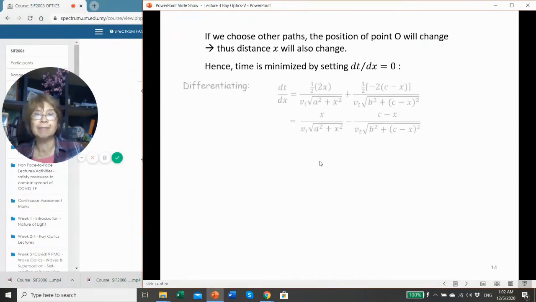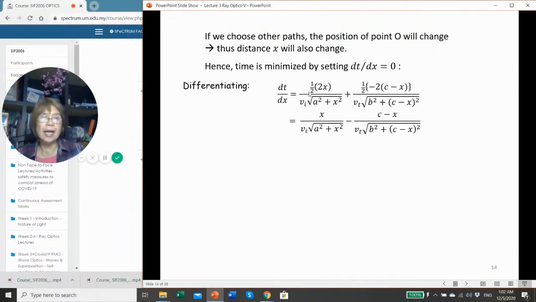We will then have half times 2x over vi times the root of a squared plus x squared, and for the other part, half times negative 2 times (c minus x) over vt times the root of b squared plus (c minus x) squared. So this cancels, you have x over this expression, and here the negative 2 cancels, you have c minus x over this expression.